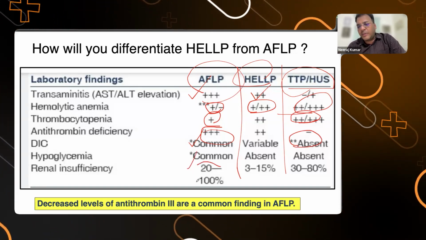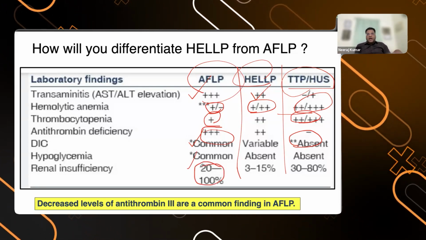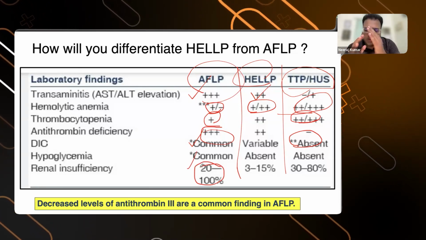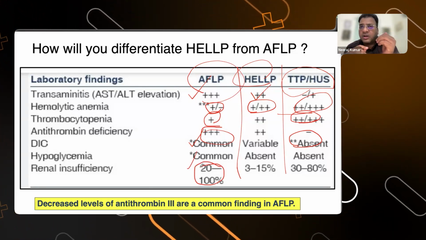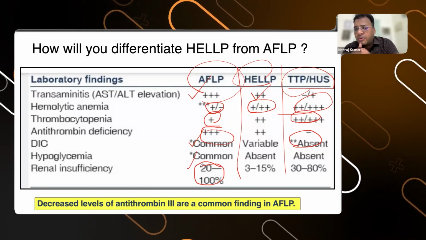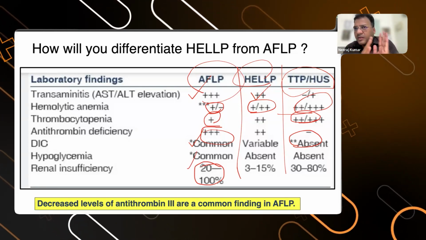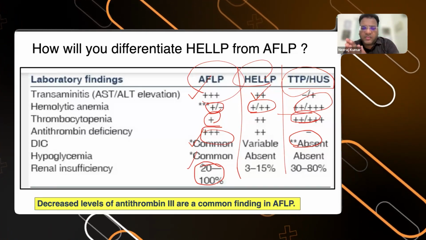And then these patients may present with mostly renal insufficiency. So if you're going to diagnose acute fatty liver of pregnancy, look for the component of acute kidney injury in that patient, see the frequent episodes of hypoglycemia, and see whether DIC is there or not, because these findings differentiate your patients from HELLP as well as TTP.